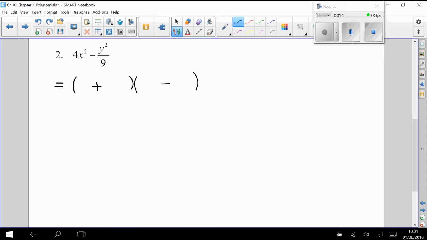Now I'm going to concentrate on the 4x squared first. When I square root that, then I must find the square root of 4 and then the square root of x squared. Well, the square root of 4 is easy because that's a perfect square, so that's going to be 2. When I want to find the root of x squared, I divide x's exponent 2 by 2, and so I get x. So the first term in each bracket is 2x. Now take a look at the next term.